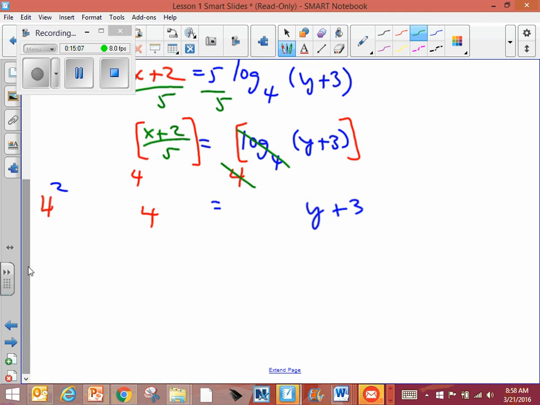4 raised to the green stuff. The question is, do they need this blue stuff, or I mean the red brackets? Yeah, they call it brackets. Technically, you don't need them. I'm just putting them there so it can feel like 4 raised to something.